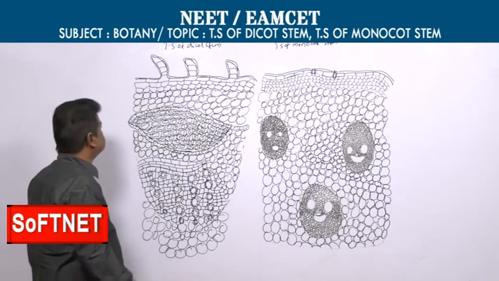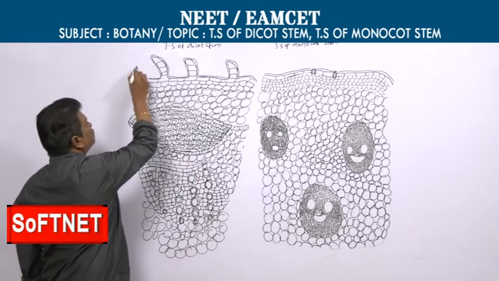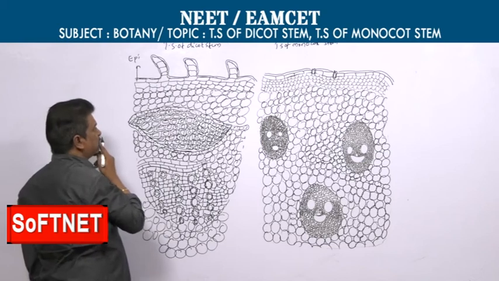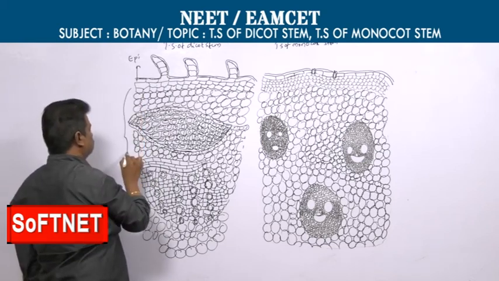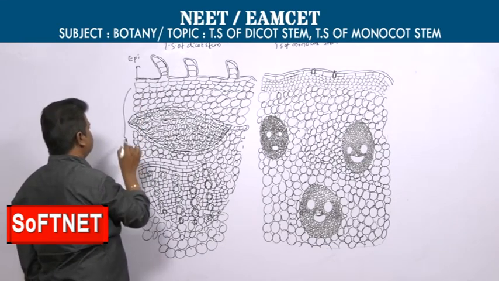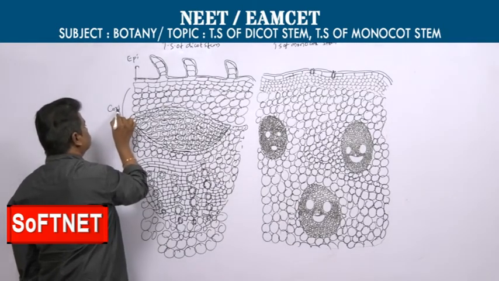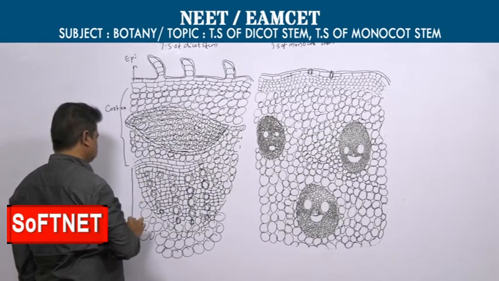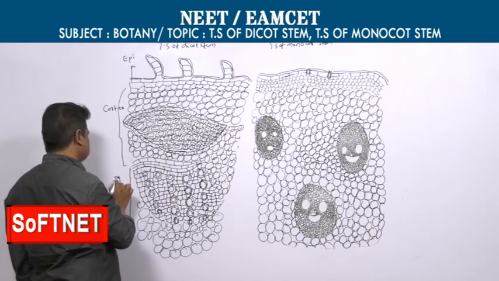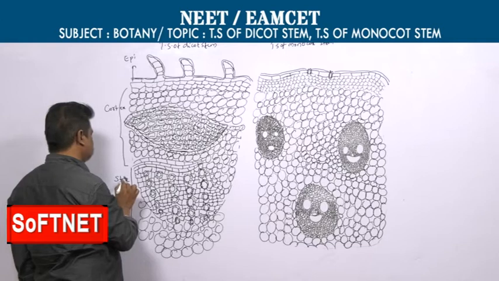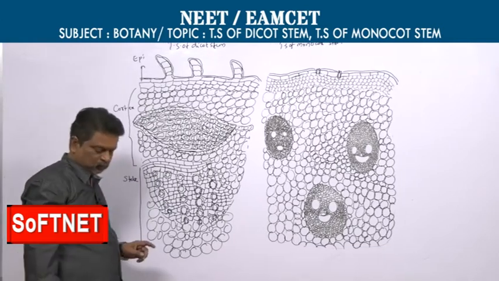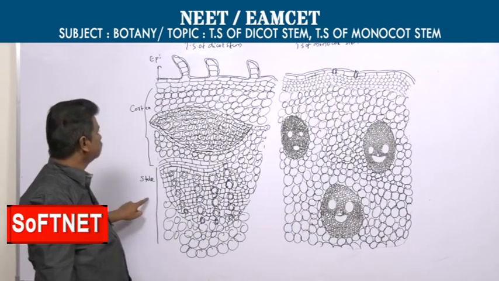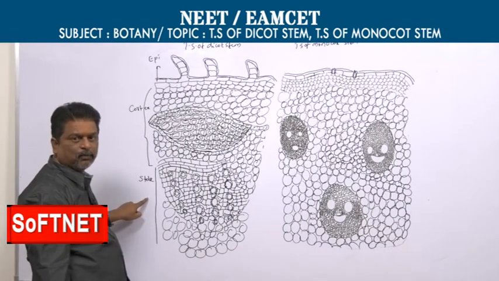T.S of dicot stem, it shows 3 parts. One is epidermis, then second one cortex, and third one is a stele. So it shows 3 parts: epidermis, cortex, and a stele.